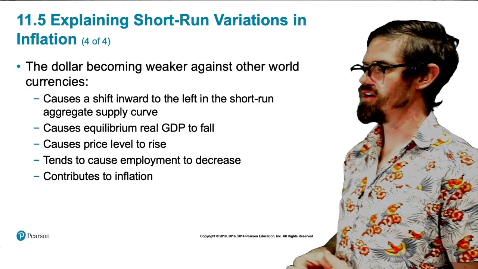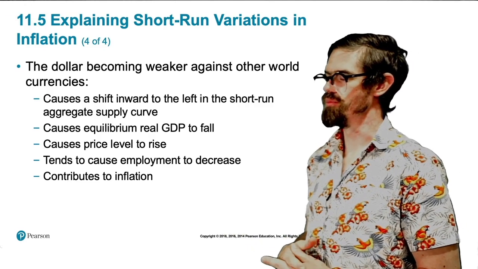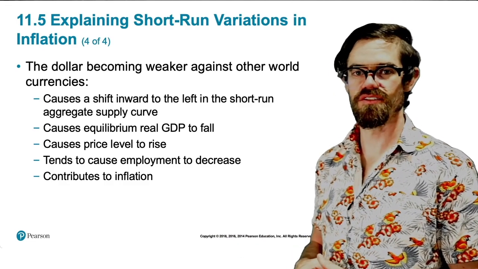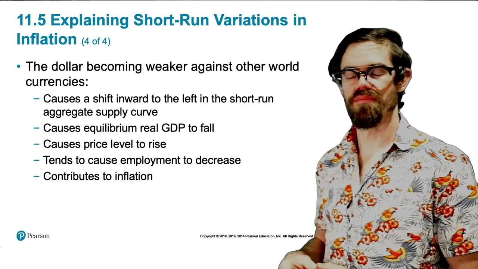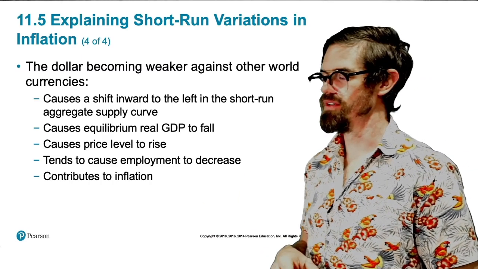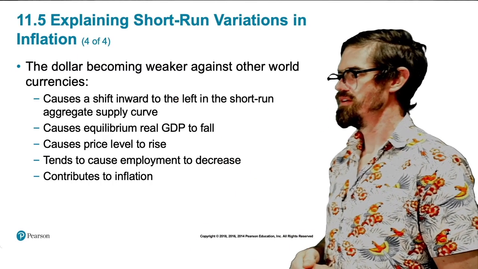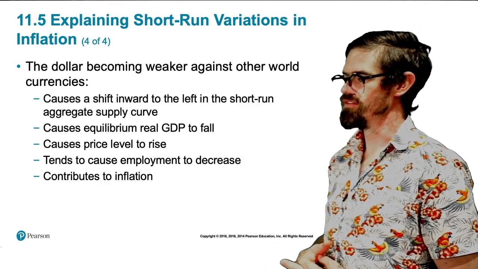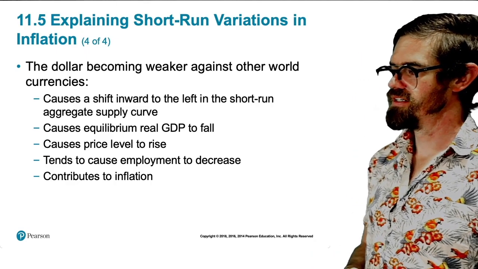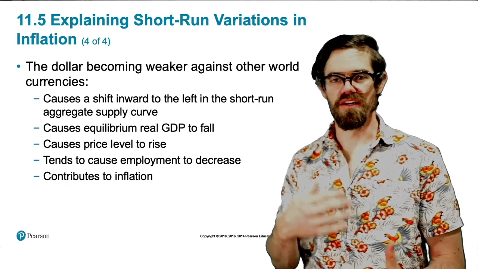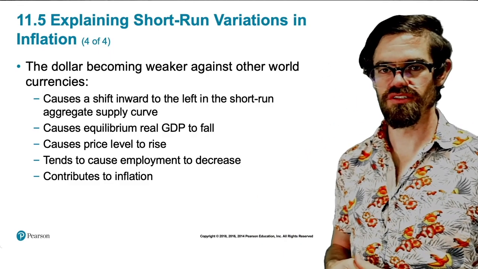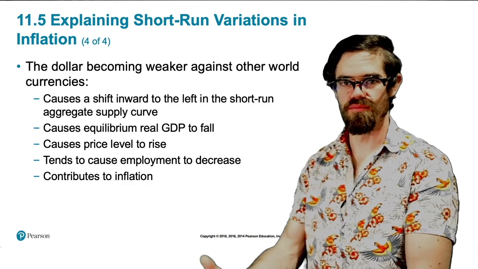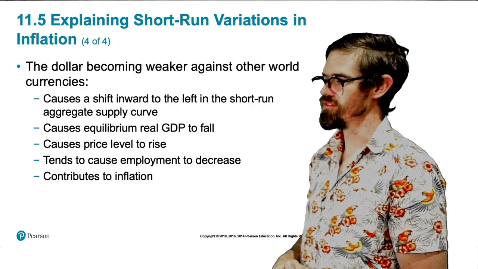Recall also that the dollar has an impact on trade in the open economy. When our dollar becomes weaker against other currencies, it makes their currency stronger. That makes our stuff cheaper for them, and it makes their stuff more expensive. So what does this mean in terms of shifting curves? It causes an inward shift to the left of the short-run aggregate supply curve, because a lot of our inputs for production come from other countries. If our dollar gets weaker, we can't buy as much of those foreign inputs, so it shifts the supply curve to the left.